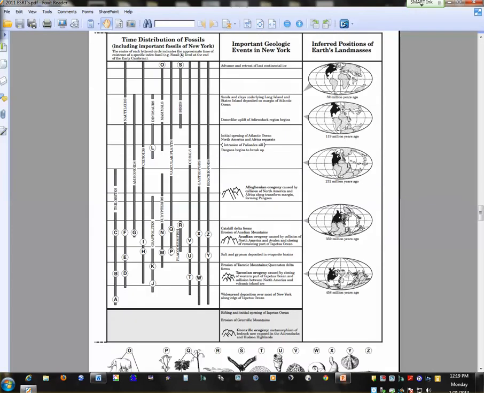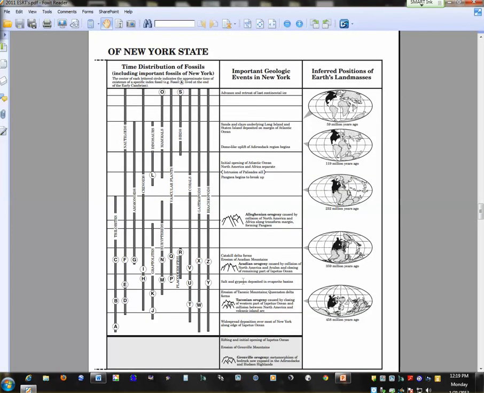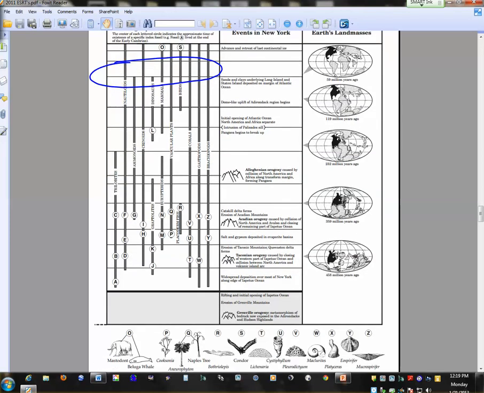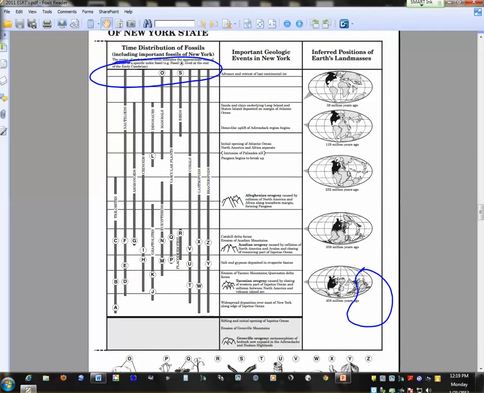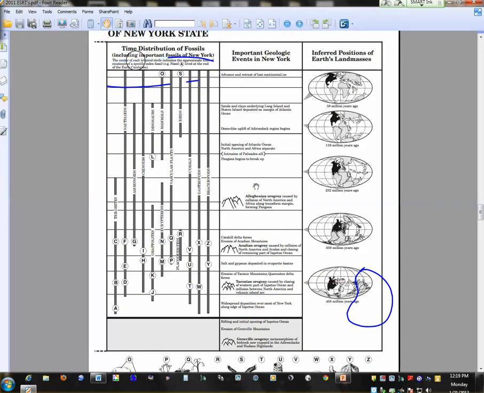Okay, now page 9 of the reference tables, you can see these bars here, the time distribution of fossils, including important fossils of New York. The center of each lettered circle indicates the approximate time of the existence of a species index fossil. And so if we look down below, we can see, for instance, let's pick letter Z, the end of the alphabet, the Mucrospirifer. Okay, you find that on the chart. The Mucrospirifer is right here, letter Z.